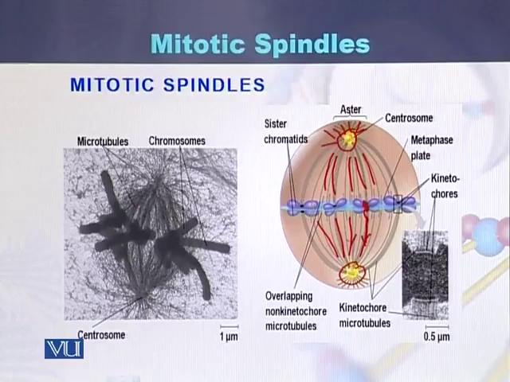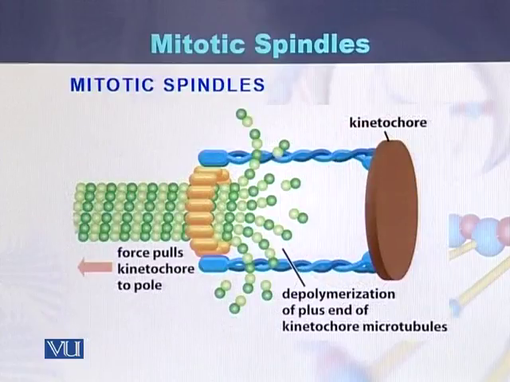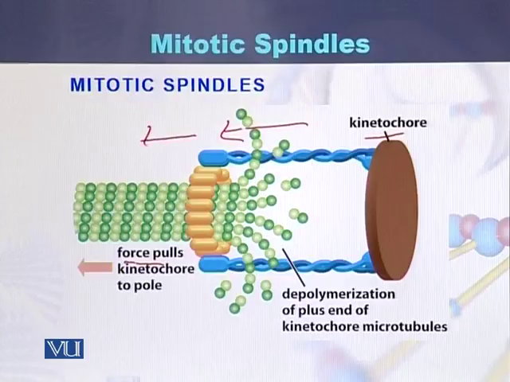chromosomes to the poles. In this diagram, we can see how spindle fibers move the chromosomes. There is a force that pulls and ultimately the kinetochore moves towards the pole of the cell.